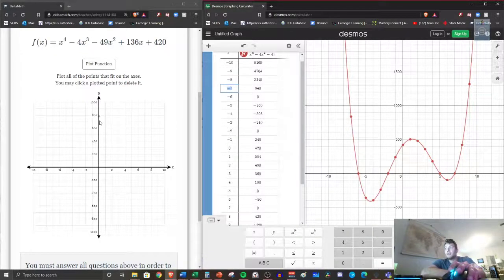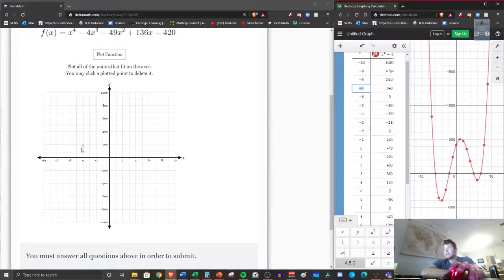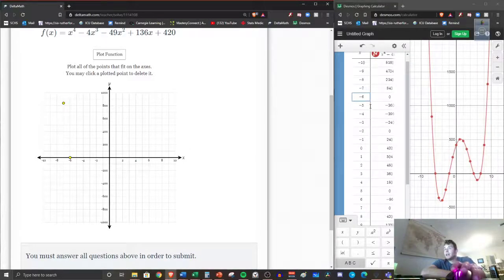-7, 840. So you're going to give your best estimate. So I'm going to go over here. Please zoom in on this now. Move that over so you can get a really good view since I got my values there. So -7 up to, I'm looking for close to 840. So a little bit past 800. So right there is good. -6, -60. Wow, it shoots way down here. -5, -360, so about right here. -4, -396, so almost 400 right there. Good. Let's do the next one.